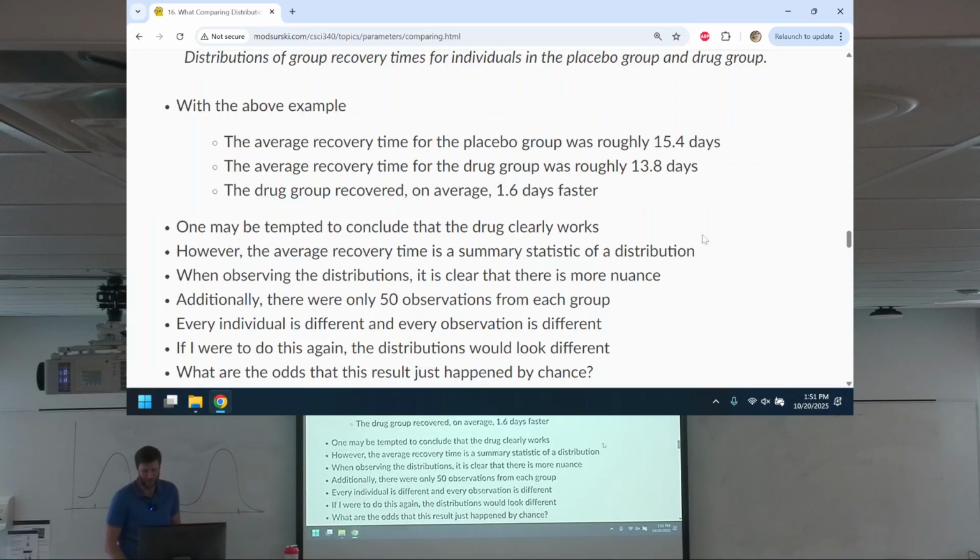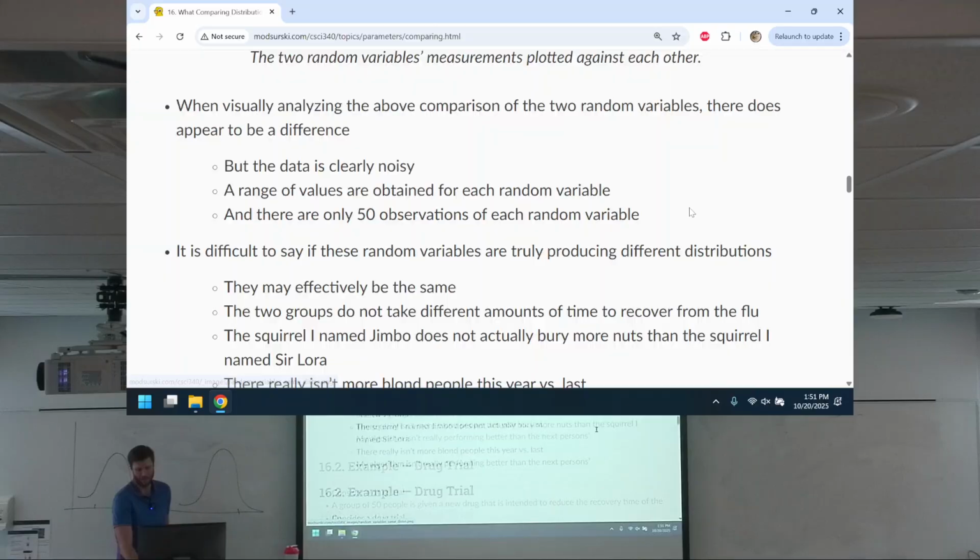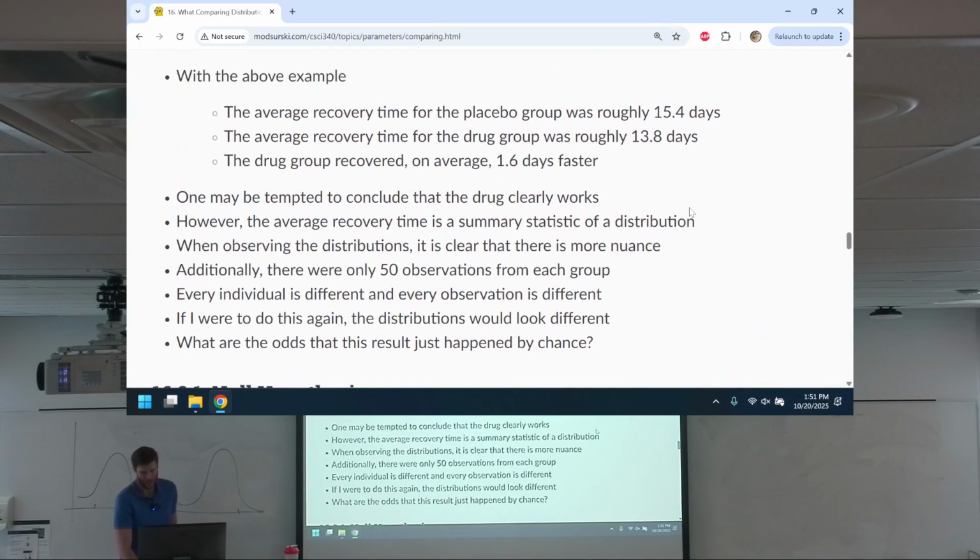So with the above example, here are some summary statistics, stuff that you could just calculate based on the data. Really easy. The average recovery time for the placebo group was roughly 15.4 days. The average recovery time for the drug group was 13.8 days. The drug group recovered, on average, 1.6 days faster than the placebo group. And with that basic summary statistic, you might say, it's better, right? But this would be a big mistake.